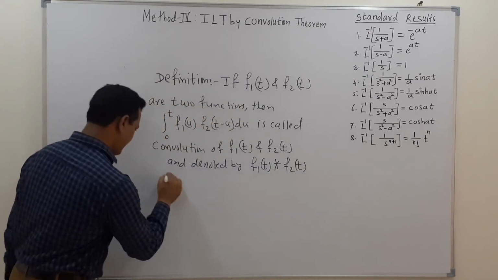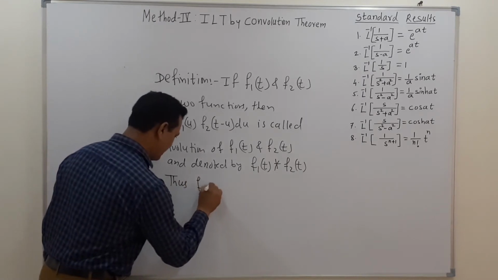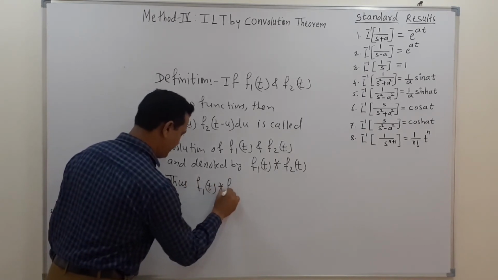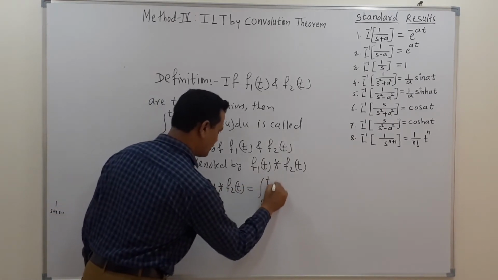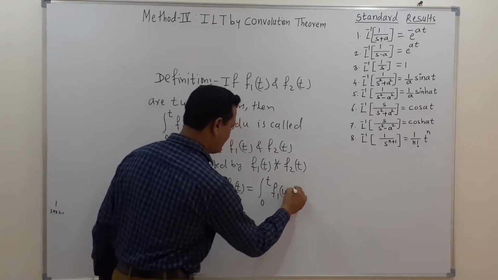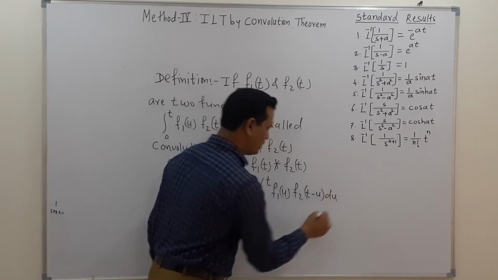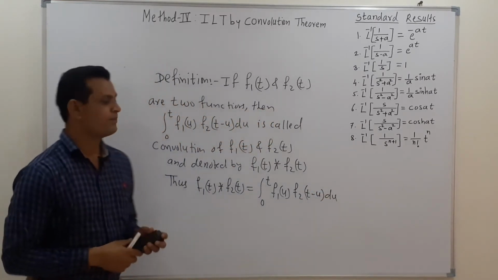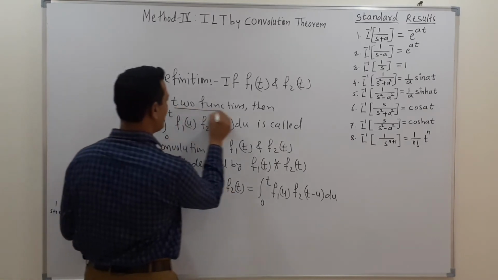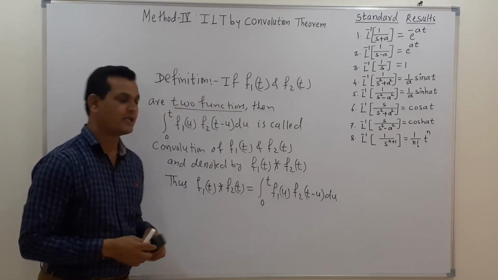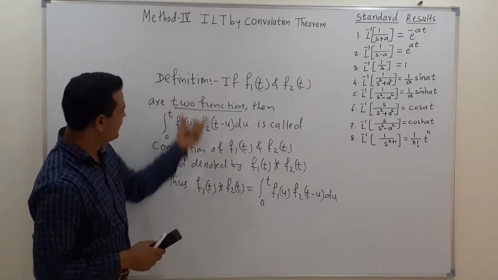So in short, we can write that the convolution of f1 of t with f2 of t is equal to the integration from 0 to t of f1 of u into f2 of t minus u du. Friends, this is called the convolution. This is applicable when there are two functions, so this word two is important. This is the definition of convolution.